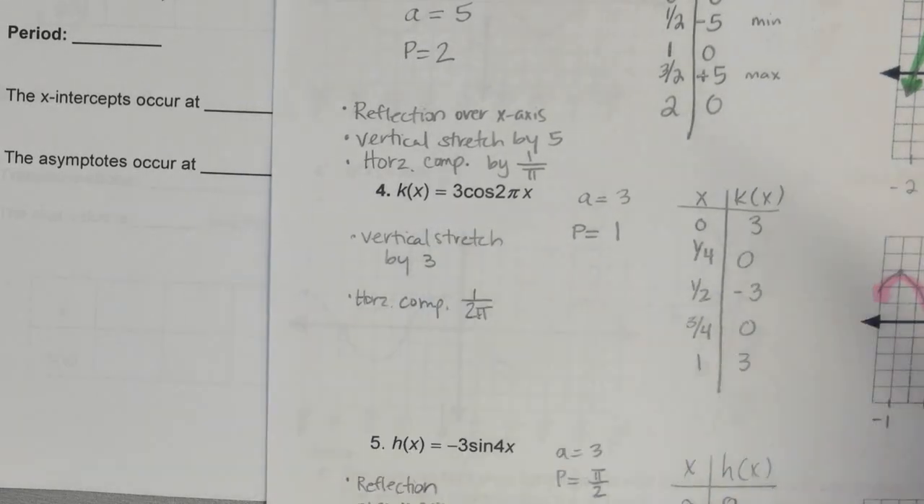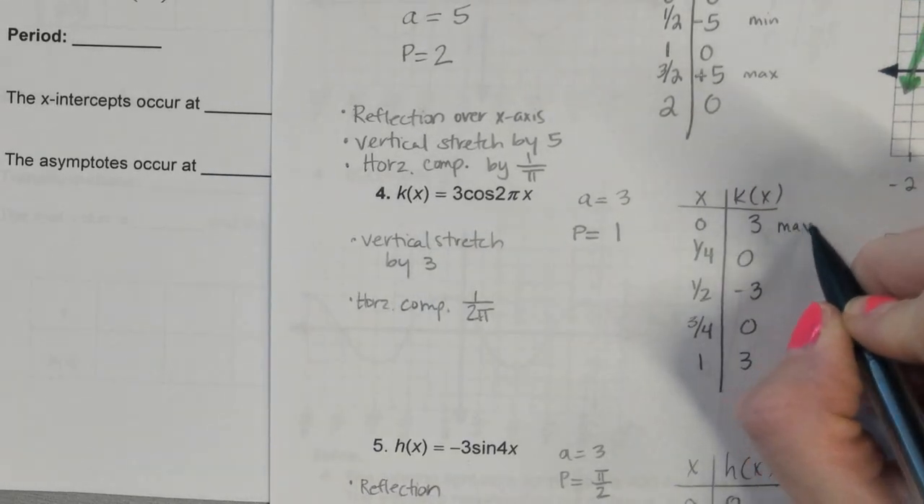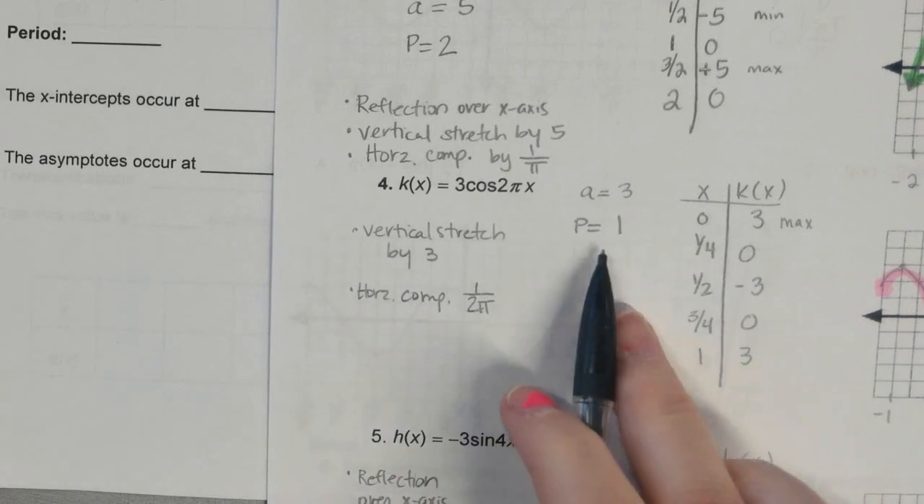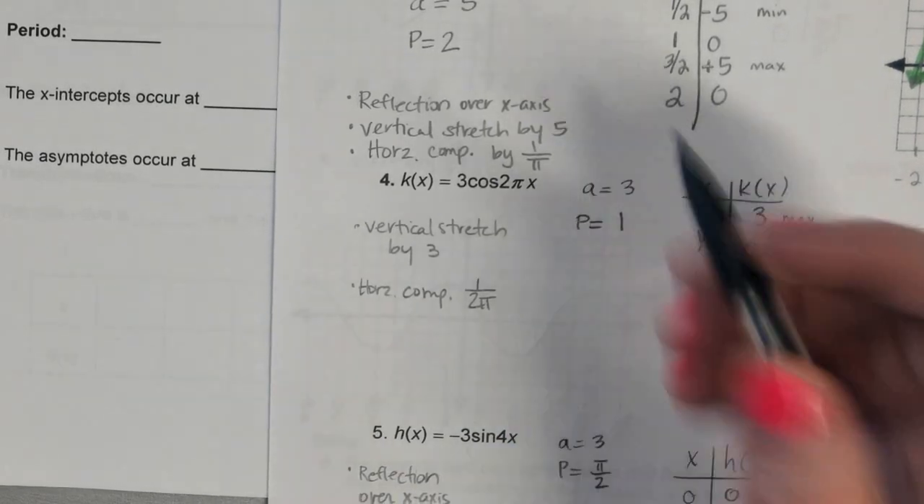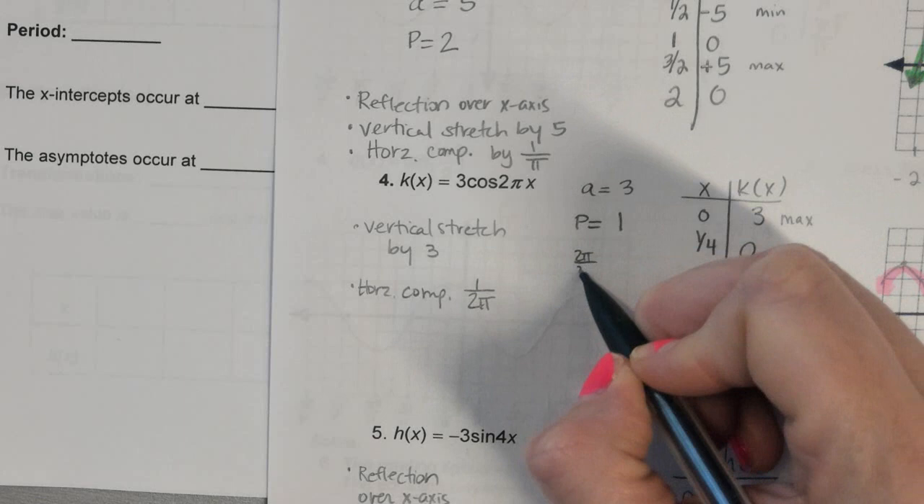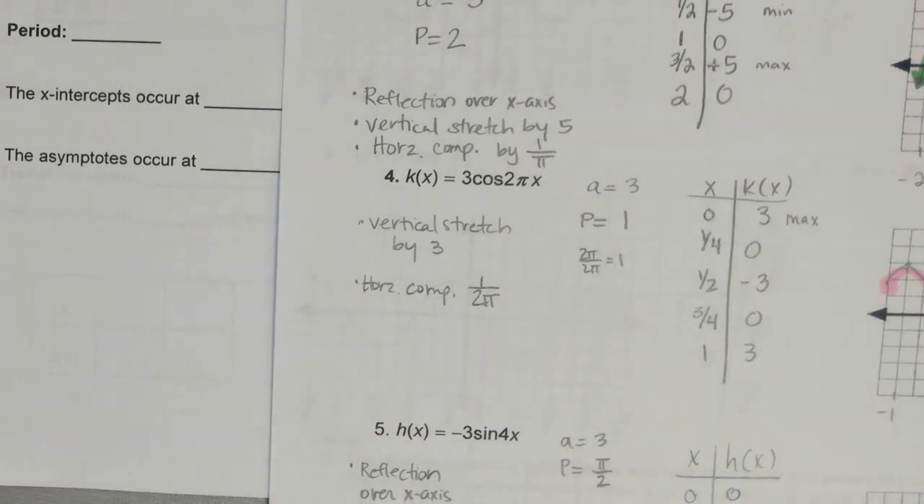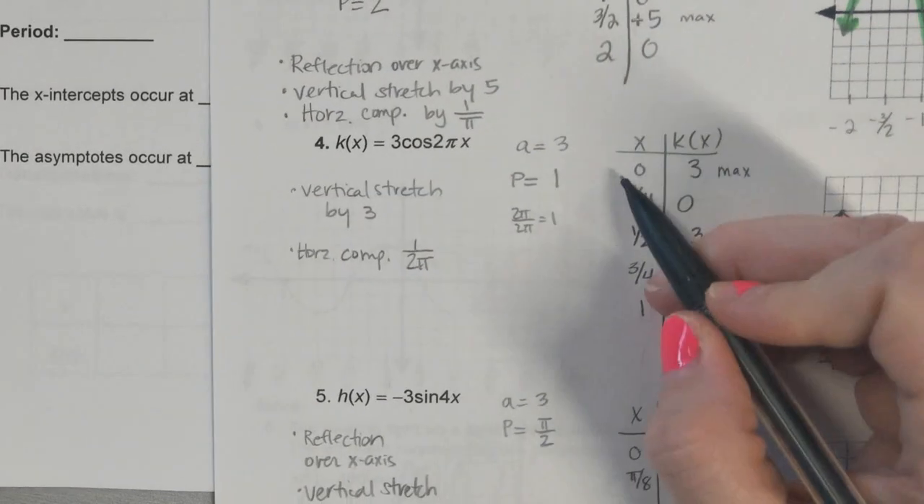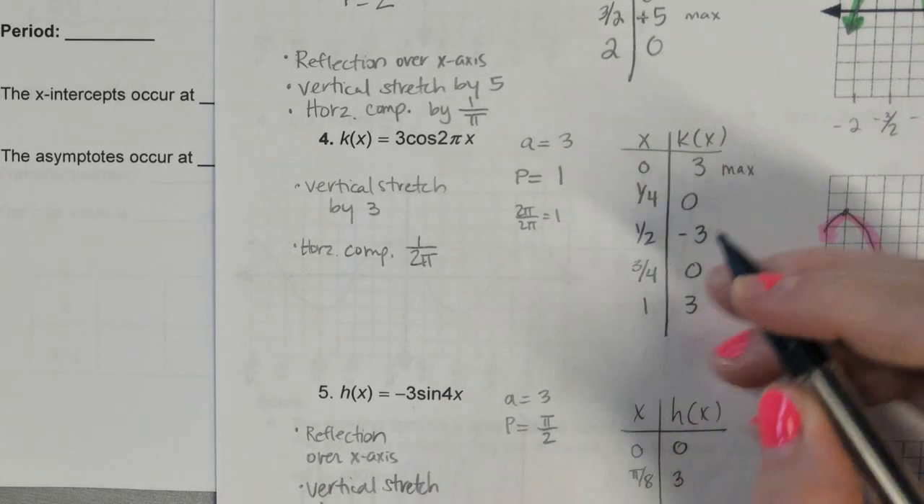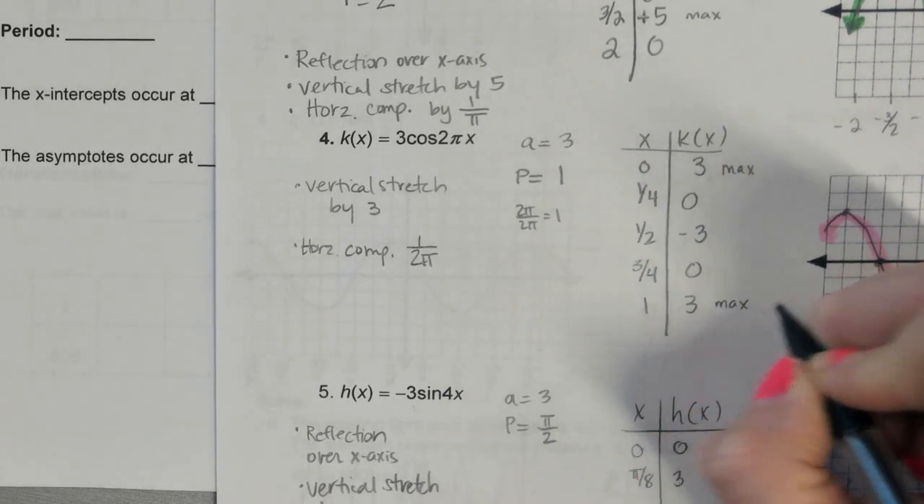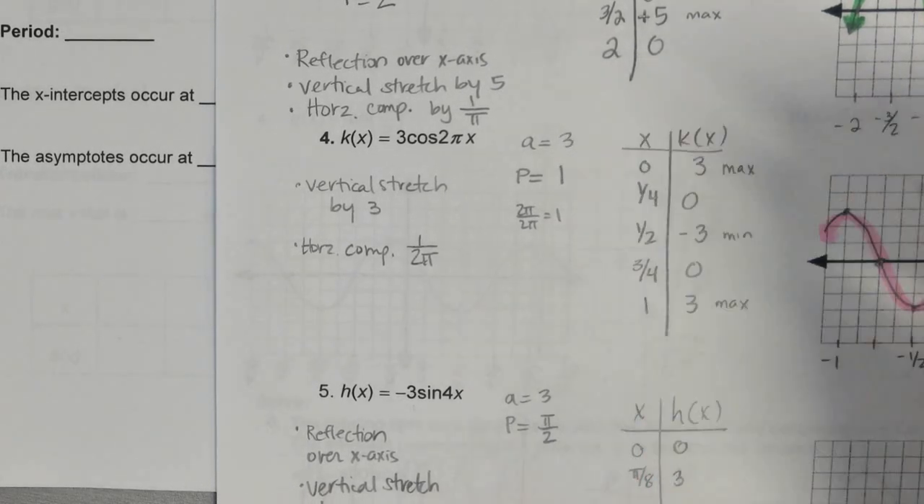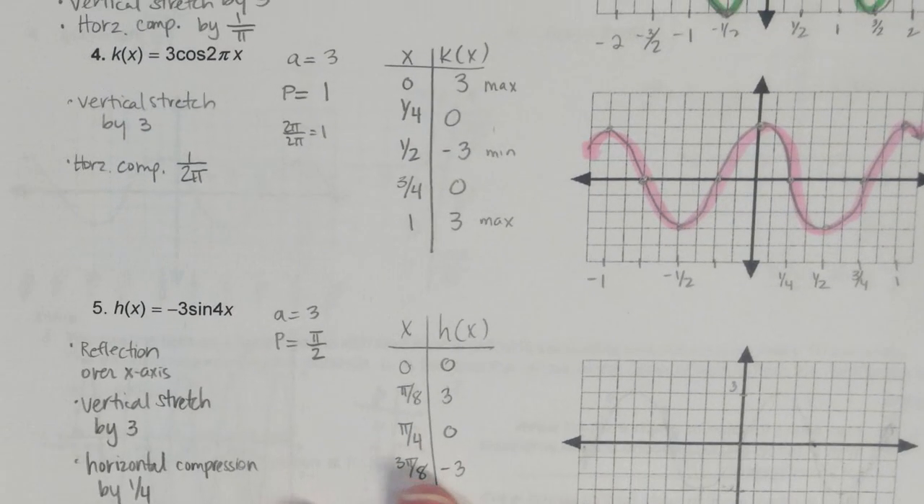So because this is cosine, you're at your max at the start. The period was 1, right? Because if you do 2pi divided by 2pi, that's how you get your 1 value. So this is where the period starts. It ends at 1. Starts and ends at the max. Halfway is the min. Halfway in between those would be 0. And then that's what your graph looks like for 4.